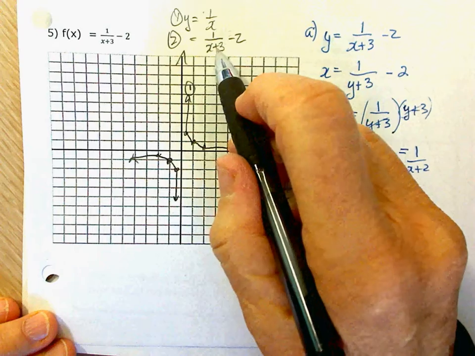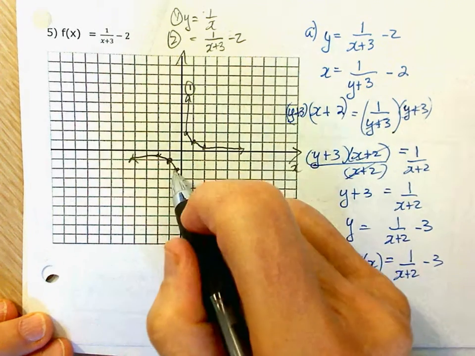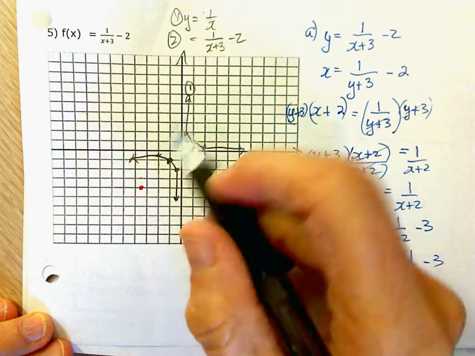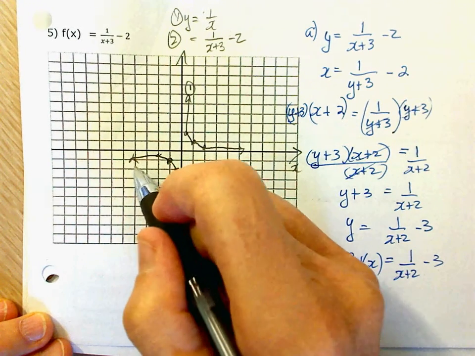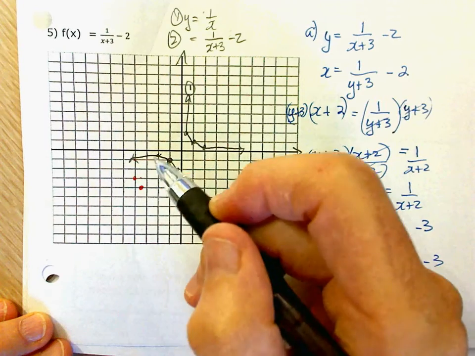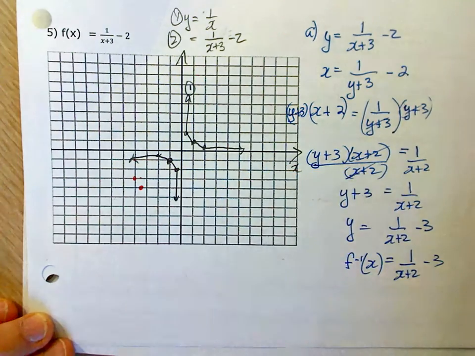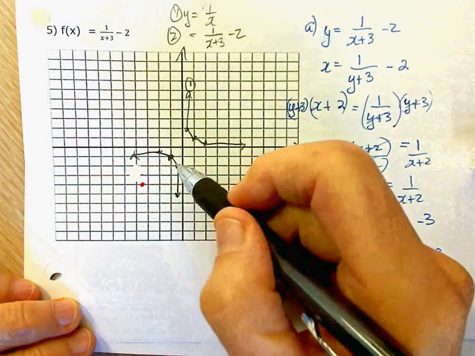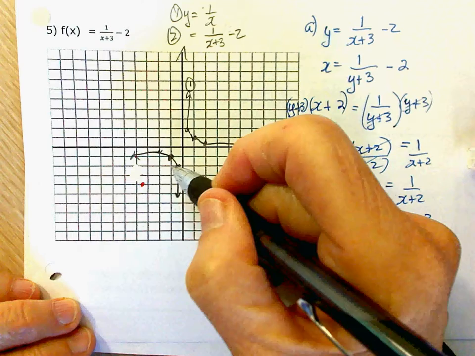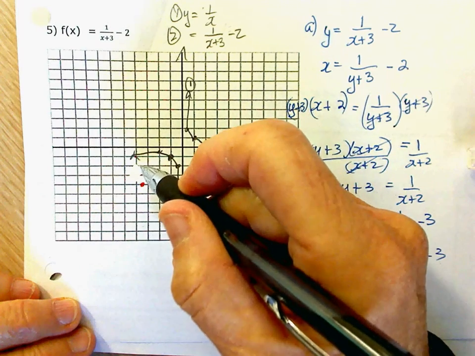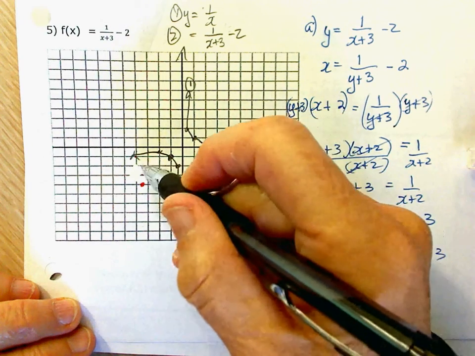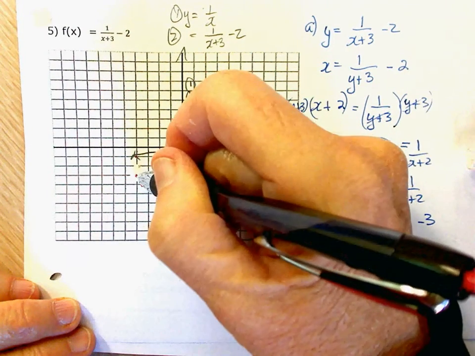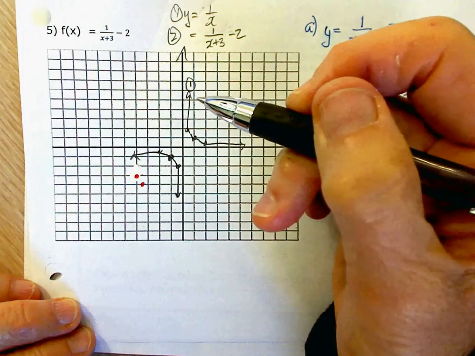Let's do the bottom one. Left 3: 1, 2, 3, down 2: 1, 2. Nope, I think I did something wrong. This is no good. Left 3, down 2: 1, 2, 3. That one's okay. Let's do this guy: 1, 2, 3, 1, 2.